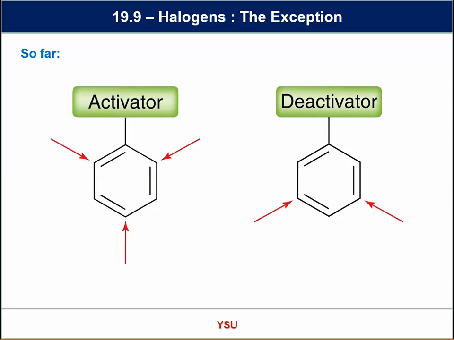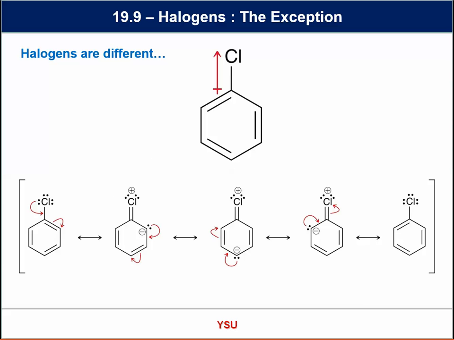Your job now is to work out what constitutes a meta director, what constitutes an activator, what's a deactivator, and a lot of it's to do with the electronic characteristics of the group outside. Obviously strongly electron withdrawing groups tend to be meta directors and deactivating, and electron donating groups, typically those with alkyl groups or anything with a lone pair directly outside that ring, those systems will be activators, apart from the halogens. The halogens are the odd one out, and this is what we'll start with on Wednesday.